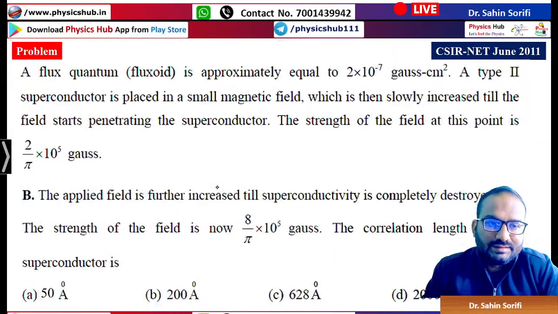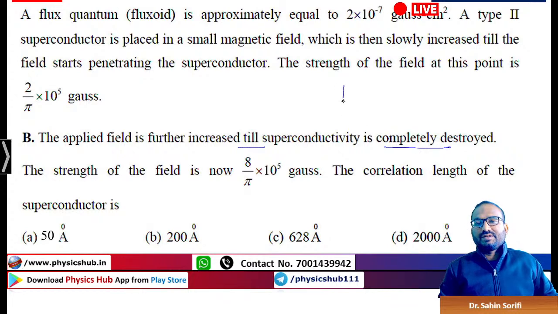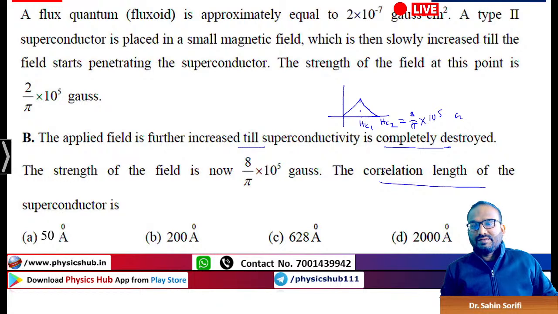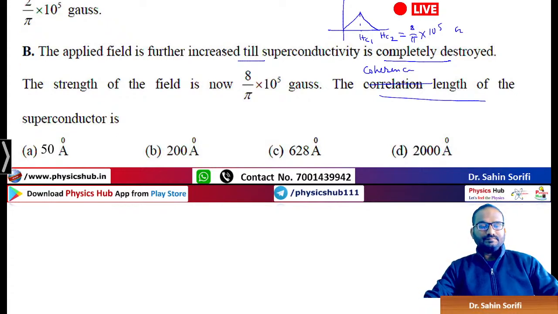Let's move ahead. If in the same question the applied field is further increased till superconductivity is completely destroyed, so that is Hc2. The strength of the field now is 8 by pi into 10 to the power 5 Gauss. What is the correlation, the coherence length of the superconductor? Tell me.